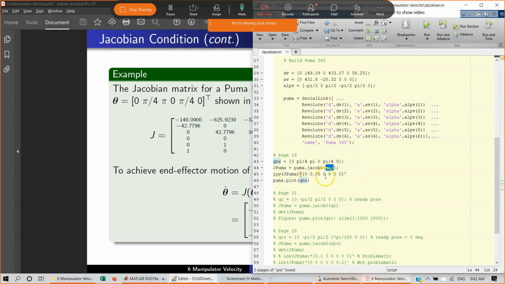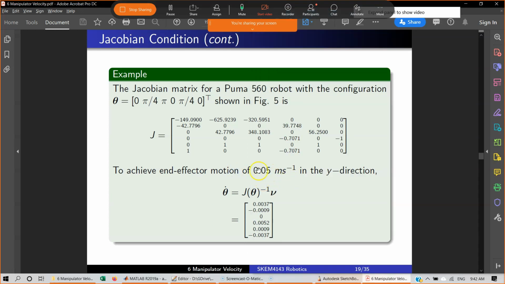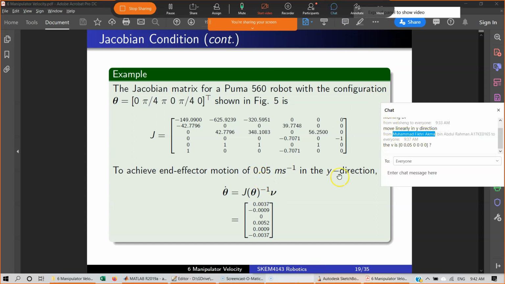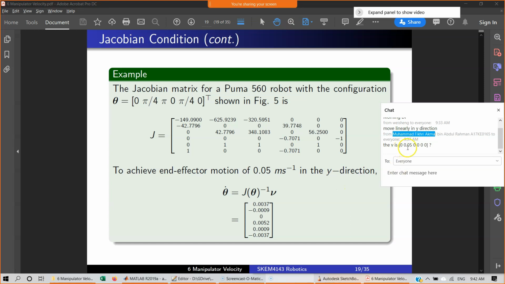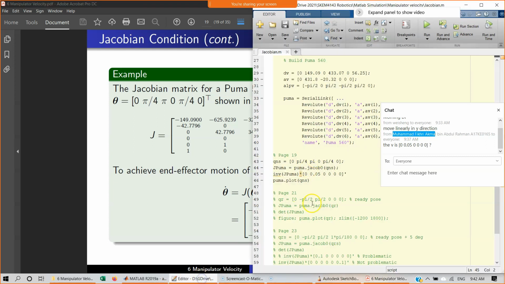I can invert the Jacobian matrix by calling a MATLAB function called inv. And then I multiply with, like our friend Muhammad Fikri says, yes, it's indeed 0, 0.05, 0, 0, 0, 0. Where is it? Here, right? 0, 0.05, 0, 0, 0, 0. Okay?